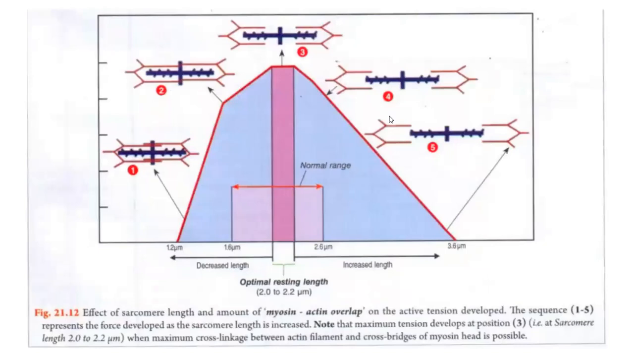It's the same thing. So the optimal length is your 2.5 micrometer. When this is optimal, that is the I band is at the level of H zone and it's contracting well. Whereas if you keep pulling it, or if it overlaps too much, it's not too optimal. The active tension created is not too good.